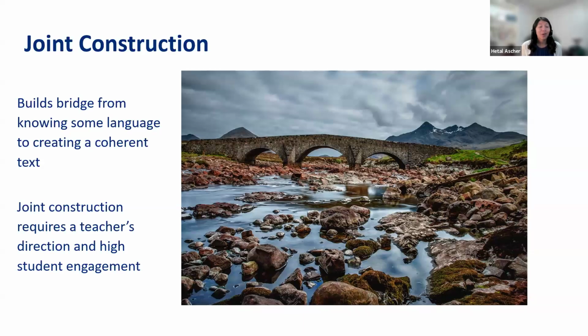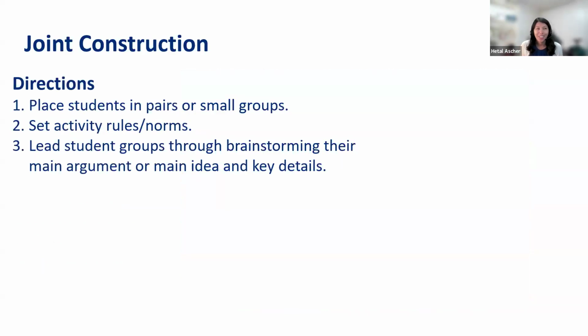And it requires a teacher's direction. It requires knowledge from you about what you want at the end, but it also requires the students to be very engaged and to give their own ideas about making the text. That's why it's called joint construction, because we build this text together jointly with our students. All right, let's jump into it.